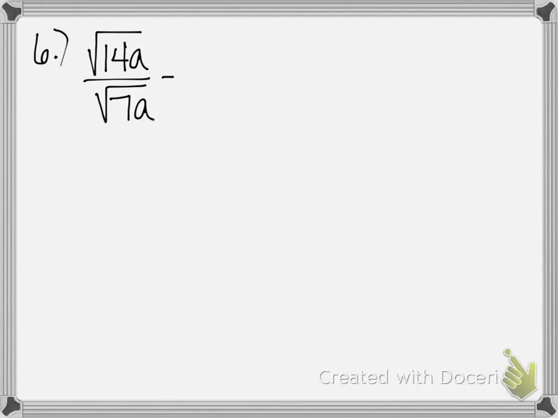Okay, so number 6, we have square root of 14a all over square root 7a. All right, since both of these are under square roots, it means the same thing as if they were all under just the same. And the reason why I'm writing it this way is it's probably easier to see that we really are just dealing with a fraction under a radical sign. And if that radical sign wasn't there and I said simplify, what would you do?